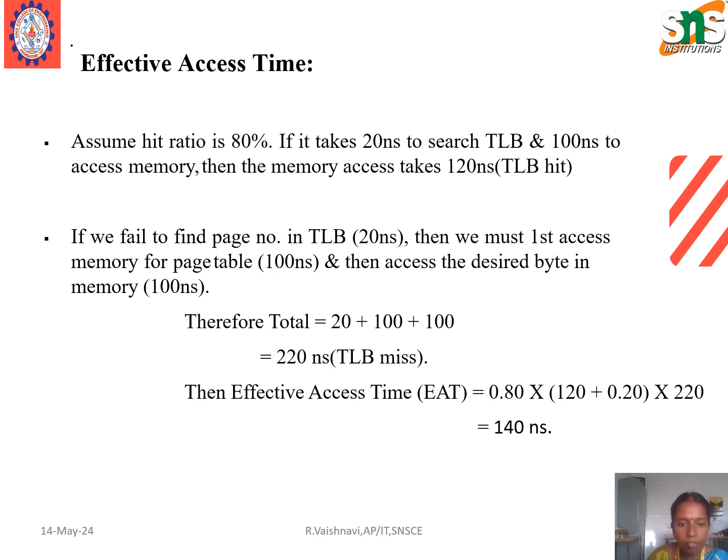Next point, if we fail to find the page number in the TLB, then we must first access the memory for the page table and then access the desired byte in memory. Therefore, the total is 20 plus 100 plus 100, that is 220 ns, which is a TLB miss. The effective access time, EAT, is equal to 140 ns.